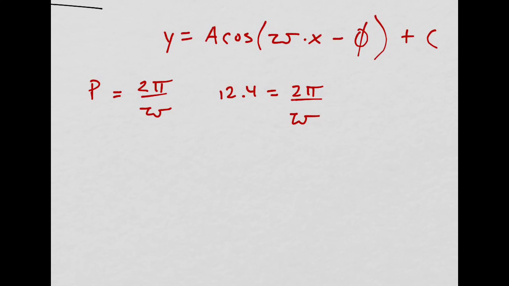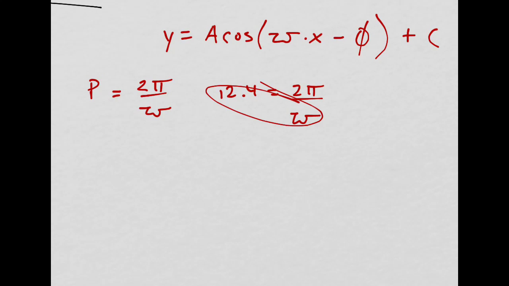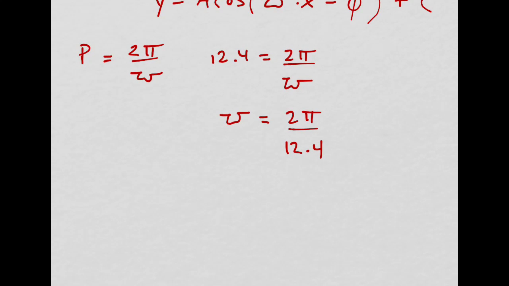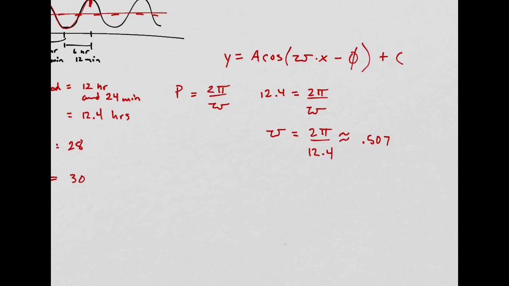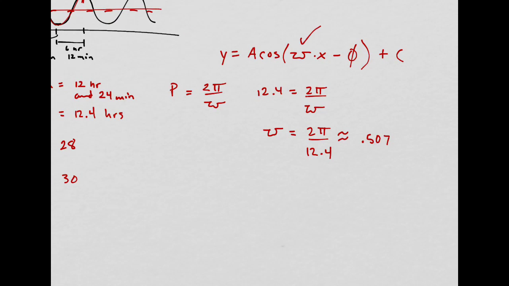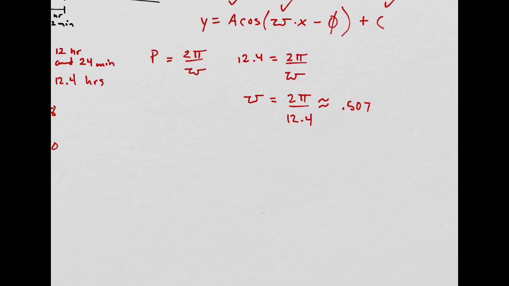I want to find omega, and so I'll switch those two, right? Because you can multiply by omega and then divide both sides by 12.4. That will switch those two. So we get 2 pi divided by 12.4, and that equals approximately 0.507. So that's omega. Sweet. And yeah, I have omega, x and y. We don't need those. I have a. I have c. I need to know what the phase shift is, and there's a formula for phase shift.